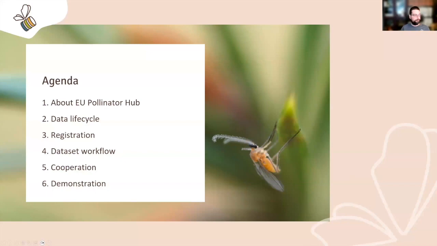So our agenda for today. The first is to talk about this project, the EU Pollinator Hub. And then we will talk about the data lifecycle. As the point of the software is to upload the data, we want to show you our idea of how the data lifecycle should look. Then we will go through the registration steps on this platform. After that, we will go through the workflow that is required to upload the data set. A bit of talk about possible cooperation within the platform, and then the demonstration.